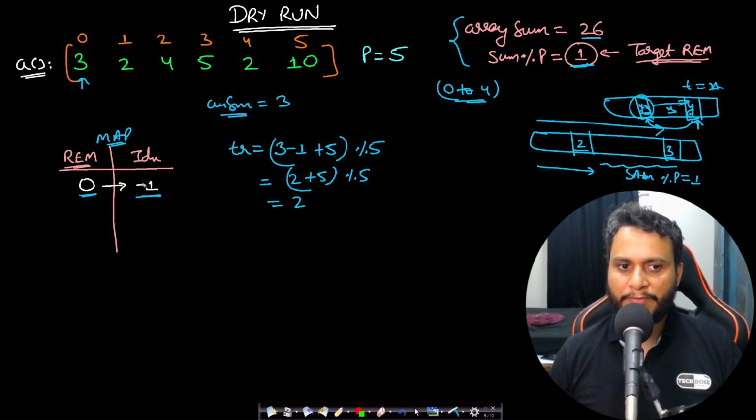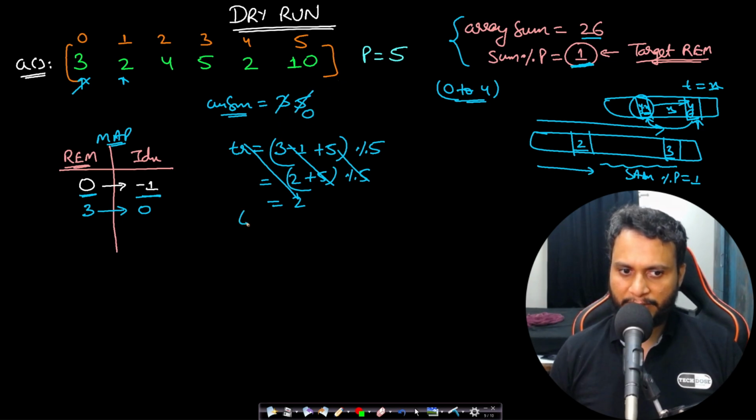So have we seen this 2? We have not seen this 2. So this is an invalid subarray, and I can just insert this 3 and I have seen this at index 0. Now I will go to the next item and update my current sum to 5. Now 5 mod 5 is equal to 0, so this will be updated to 0.